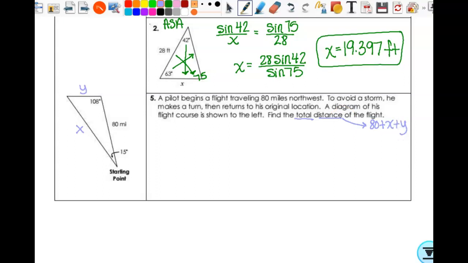And because I'm going to have to find both sides, I'm pretty sure I'm going to need this angle, so I'm going to go ahead and do that now so I don't do anything weird. So if this is 108 and this is 15, what's this angle measure? 57. 57 degrees.